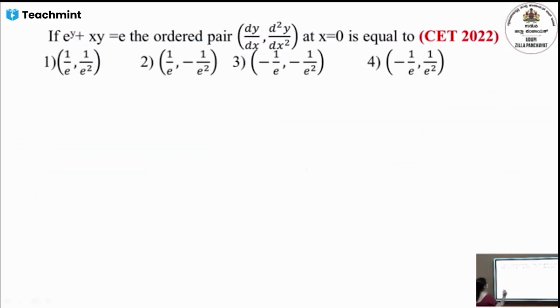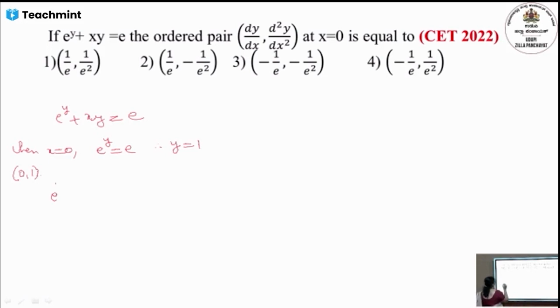Next, e power y plus xy is e. So we have to find the derivative at x is equal to 0. So when x is 0, I get e power y is e because this term will be 0. So therefore, what is y? Y is 1. So the required point is 0, 1.